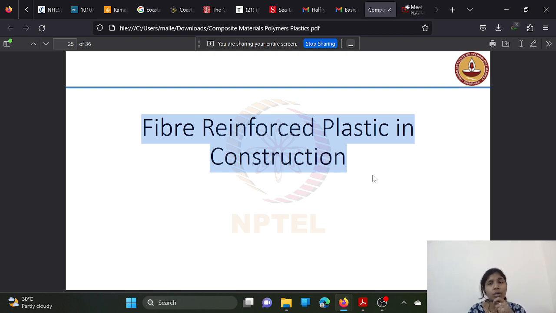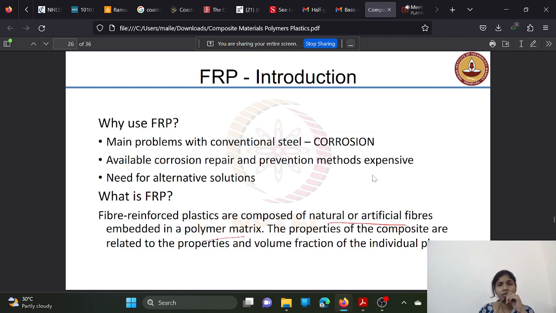That is nothing but corrosion. So if you replace the steel reinforcement with fiber reinforced plastic, then we can get rid of this corrosion. But we have to take some care while using fiber reinforced plastic in construction.